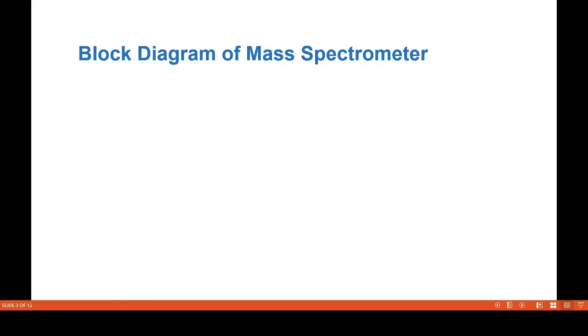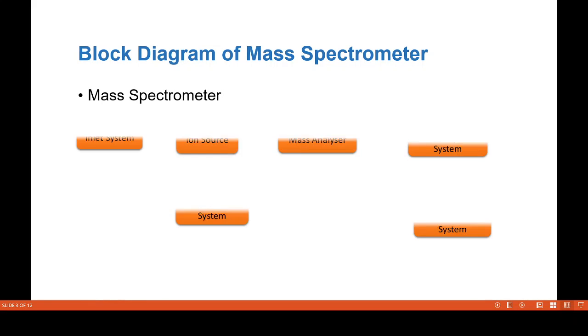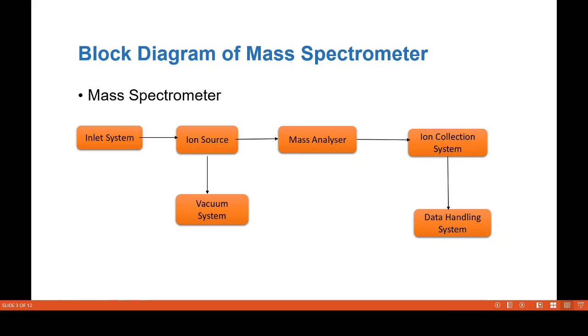In that we see the block diagram of mass spectrometer. This is the block diagram of mass spectrometer. Here we see the inlet system. We know that the sample required for the mass spectrometer is in gaseous form. So gaseous samples are introduced through this inlet system into the ion source. In the ion source, the ionization takes place and the production of positive ions takes place. So these positive ions are transferred into the mass analyzer.